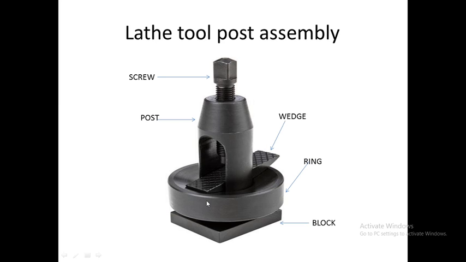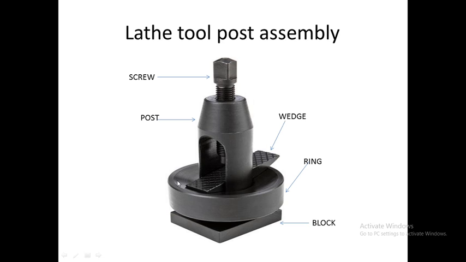The second part you can see is a circular ring. This is the circular ring. Now the circular ring has a spherical groove inside it. You can see there is a spherical groove inside the circular ring. The third part is the wedge. This part is the wedge. Now the wedge is resting inside the ring.